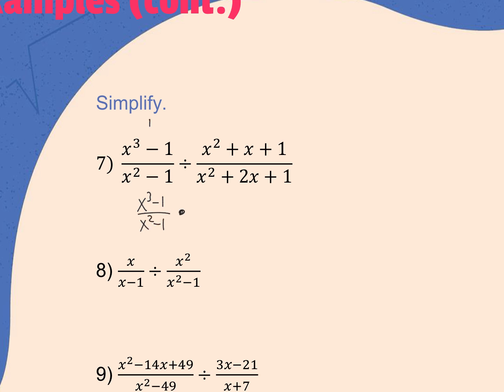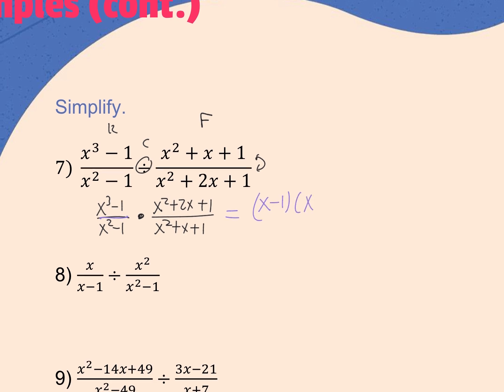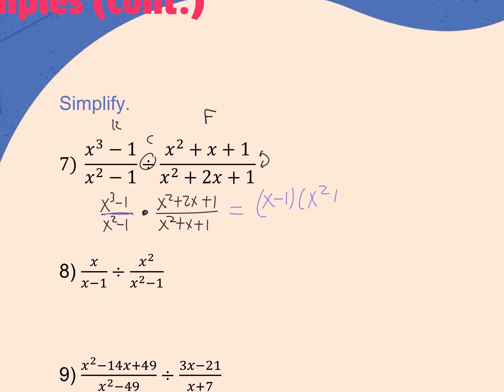Change division to multiplication, keep, change, and then I would flip the last fraction and make it x squared plus 2x plus 1 over x squared plus x plus 1. All right, and then factor every part of it. X to the third minus 1, that's another difference of cubes. So that's going to be an x minus 1, x squared plus x plus 1. Same opposite, always plus. On the bottom, I have a difference of squares, x squared minus 1, x plus 1, x minus 1.